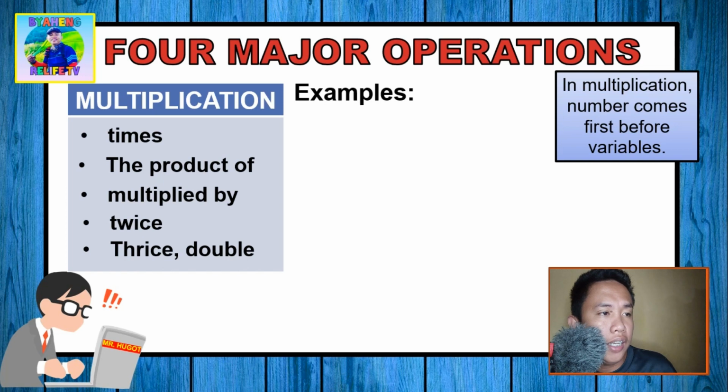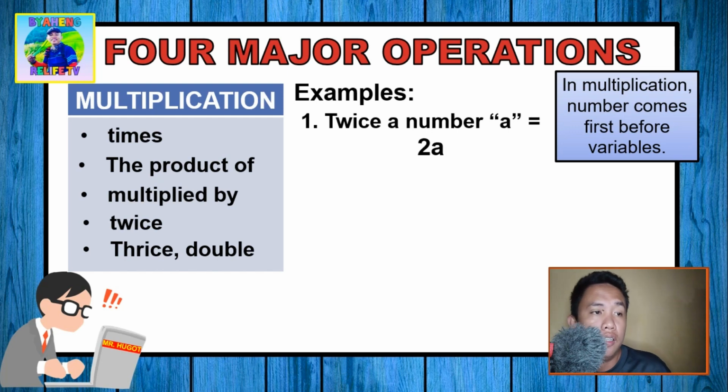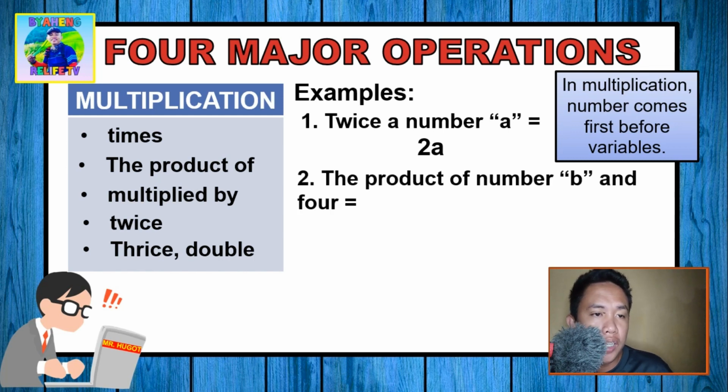So, example natin guys, twice a number A. So, in short, that is 2A. Okay? Twice is dalawa. Okay? The product of number B and 4. Iisipin nyo dyan, yan ay B4. Hindi po B4 yan. Dapat po yan ay 4B.